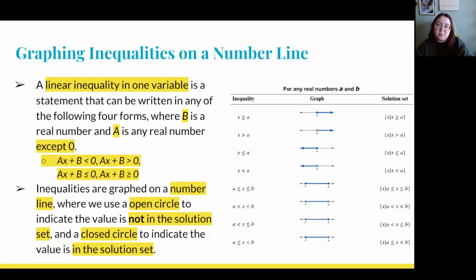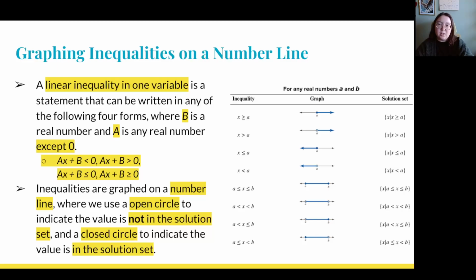So moving into graphing inequalities. Now we can graph inequalities on a number line. Instead of a graph where we have our x and y axis, this is just going to use a number line. So in essence, it does make it simpler since we're only using the number line.